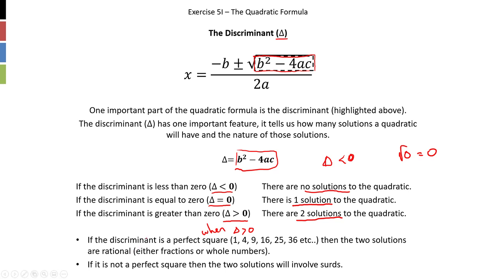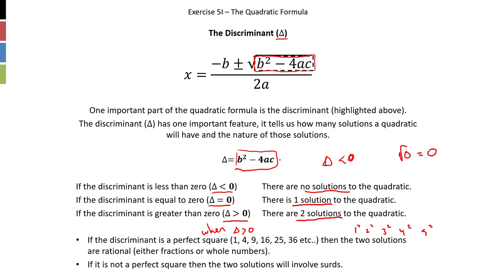Now, if the discriminant is not one of these perfect squares, it could be 22, 53, any sort of number that is not a perfect square, and by perfect square I mean 1 squared, 2 squared, 3 squared, 4 squared, 5 squared, that's what these numbers here are. If it's not that, then our solution will be irrational, that is, it will involve surds. So let's have a look at using this.